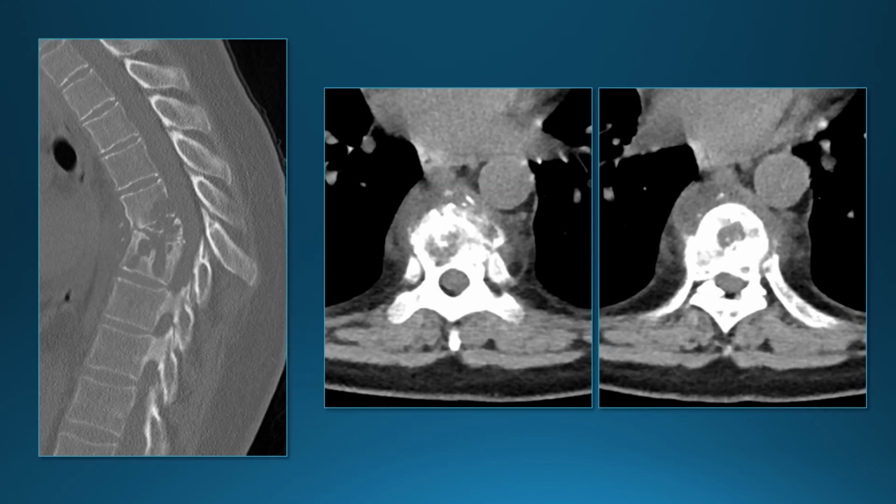Here's the CT, nicely showing the severe vertebral collapse and spread to the adjacent vertebrae, but the disc spaces are still reasonably preserved here. So this is a typical feature for mycobacterial osteomyelitis.